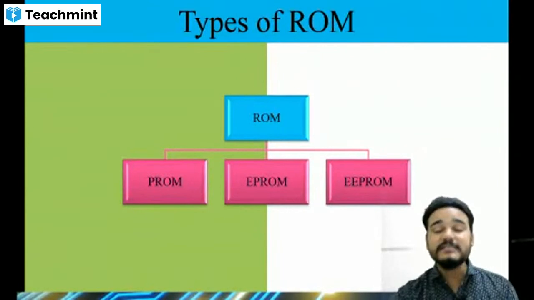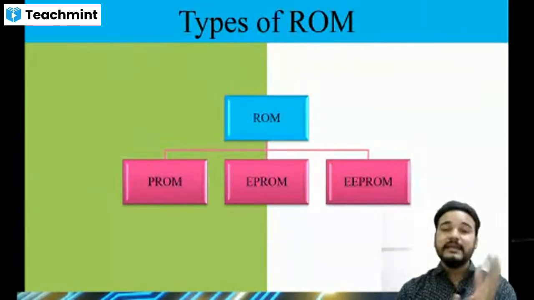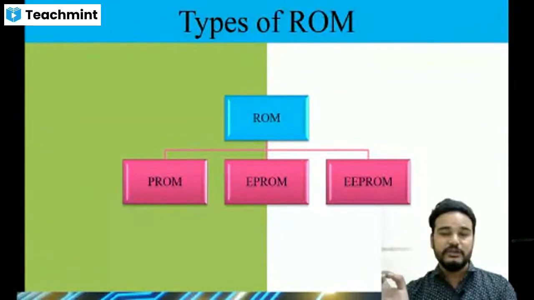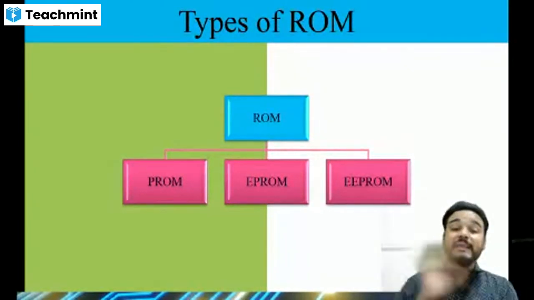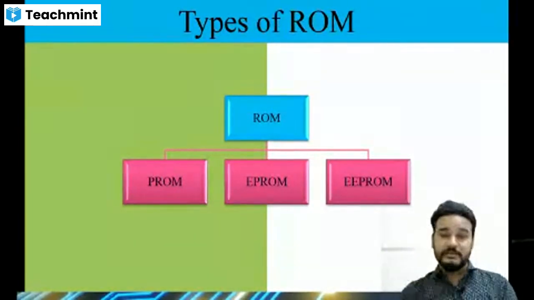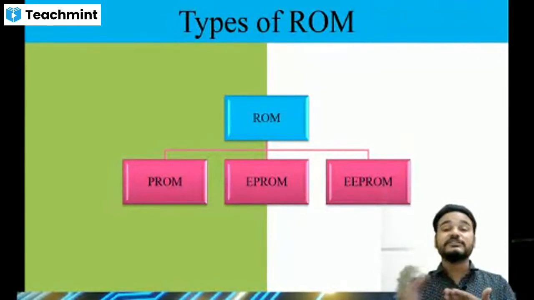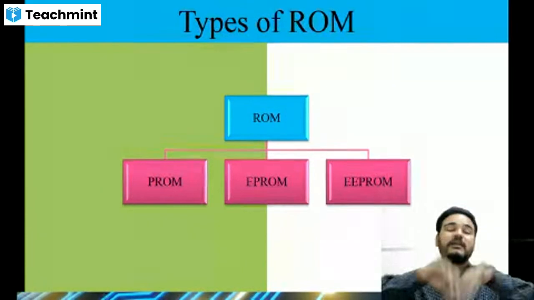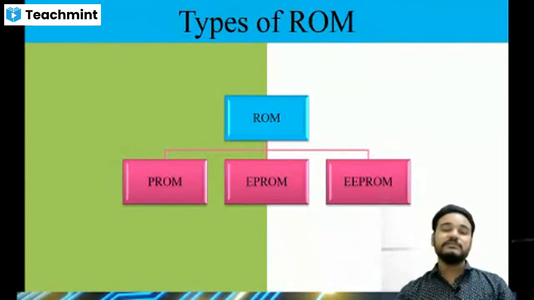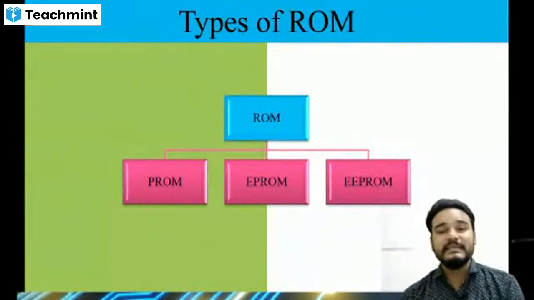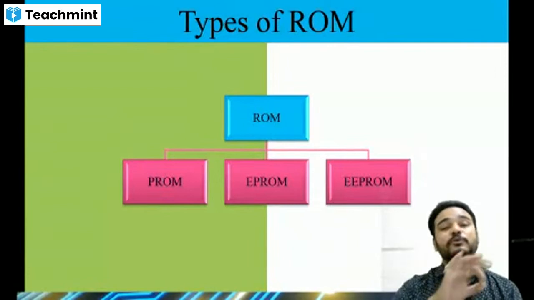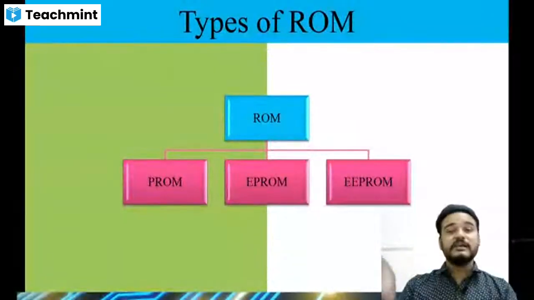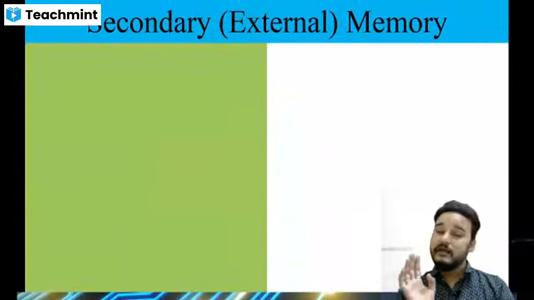देन सेकेंड वन इज EPROM, इरेजेबल प्रोग्रामेबल रीड ओनली मेमोरी, या फिर इसको हम क्या कह सकते हैं? इसको क्या कर सकते हैं? इलेक्ट्रिक करंट से क्या होता है? इसका डेटा वी कैन इरेज इट एंड वी कैन अगेन रीराइट द डेटा. Now next one is EEPROM, electrically erasable programmable read only memory. मतलब इसका डेटा इरेज भी किया जाता है, वापस भी लिखा जा सकता है.